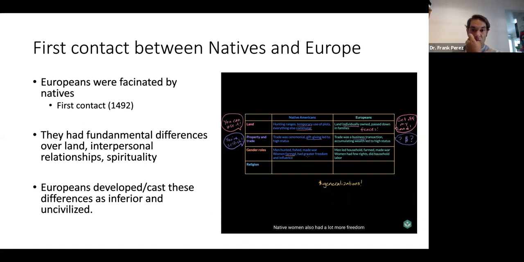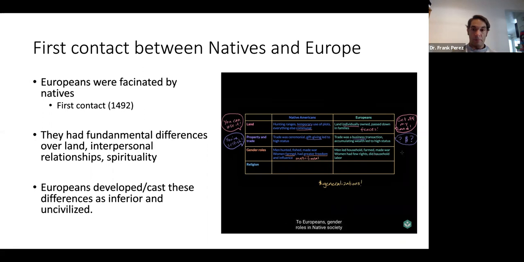Native women also had a lot more freedom than European women. They could get divorced. They could give political advice to councils. Many Native American societies were matrilineal, so children belonged to their mother's family rather than their father's. And when a couple got married, the man moved in with his wife's family, not the other way around.